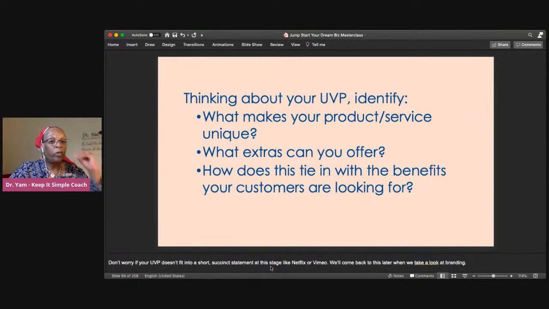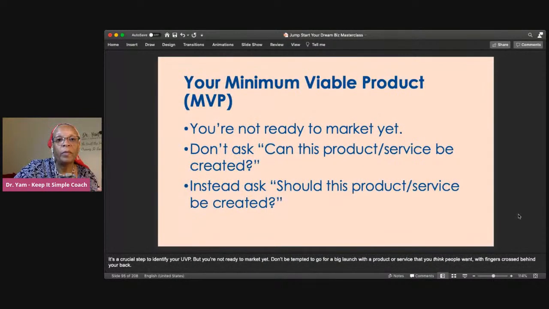And again, you're going to refine and continuously improve the process along the way. Now, the next item that we have, a little bit different, has to do with your minimum viable product. Now, here's where the rubber meets the road. You're not ready to market it yet.